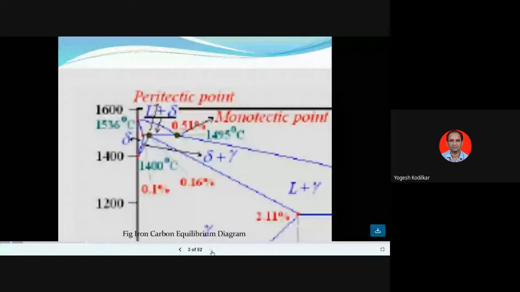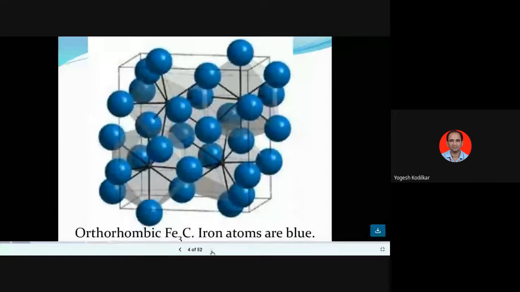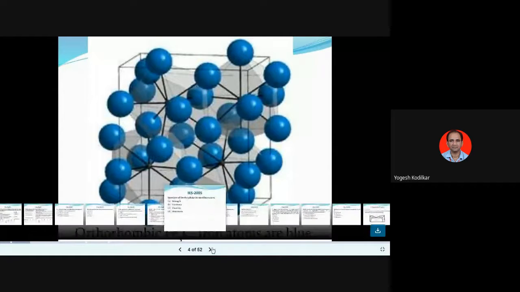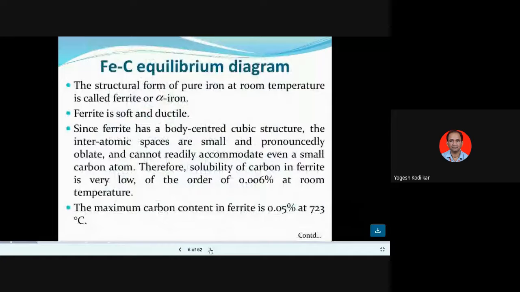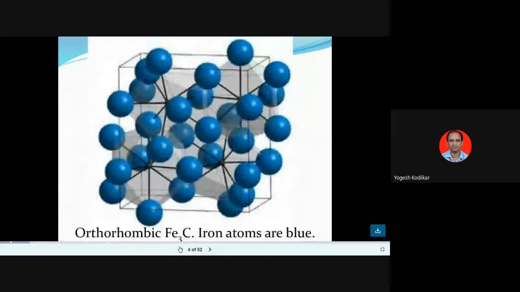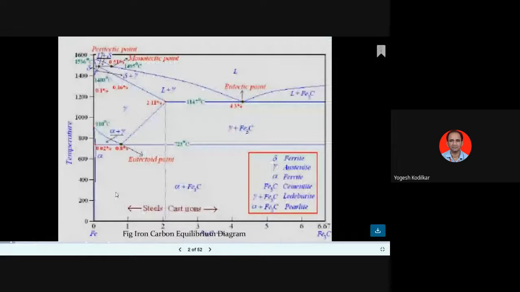Then orthorhombic structure असतं. That cementite structure is orthorhombic, which is shown on the diagram. The structure of pure iron at room temperature is called alpha iron. Alpha iron कुठे असतं? That alpha iron is the pure form at room temperature, at this normal temperature, that is 0% of carbon, that is the alpha phase, also called alpha iron. So this alpha iron is the pure form of iron.